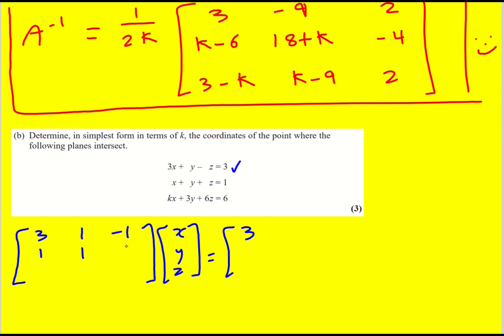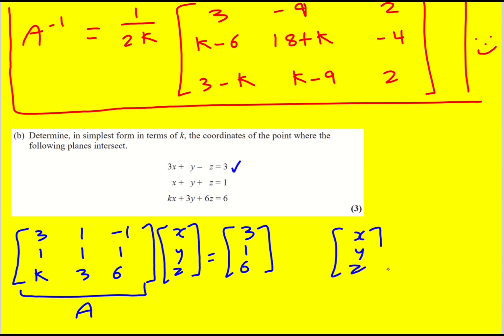Then 1, 1, 1, and 1. And k, 3, 6, and 6. And this matrix here is actually the same as A. What that means is x, y, z, what we can do is pre-multiply through by the inverse. So we'll just get the identity on the left and then the x, y, z. So we just get x, y, z is equal to the inverse matrix multiplied by 3, 1, 6.